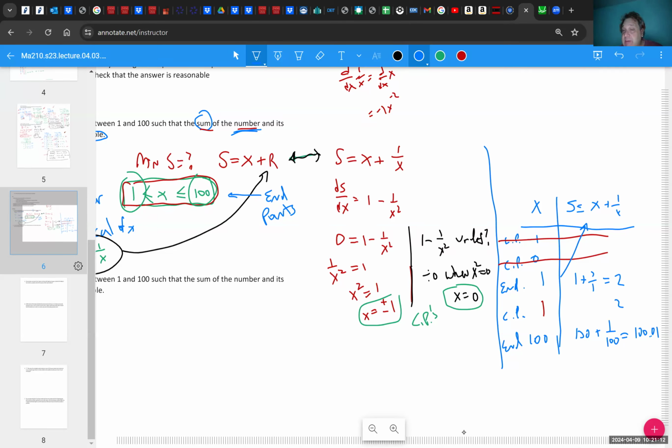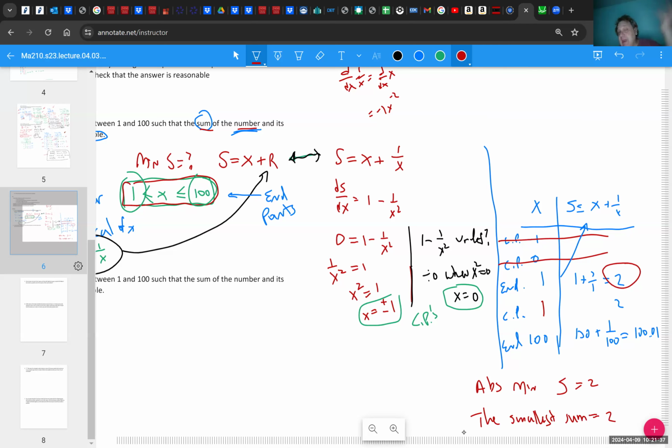What is the absolute minimum? It's the smallest possible y value. Ding, ding, ding. It's 2. 2 is the smallest possible y value. So the absolute minimum is a y value equal to 2, or we have a sum equal to 2. So then we would say the smallest sum is equal to 2.